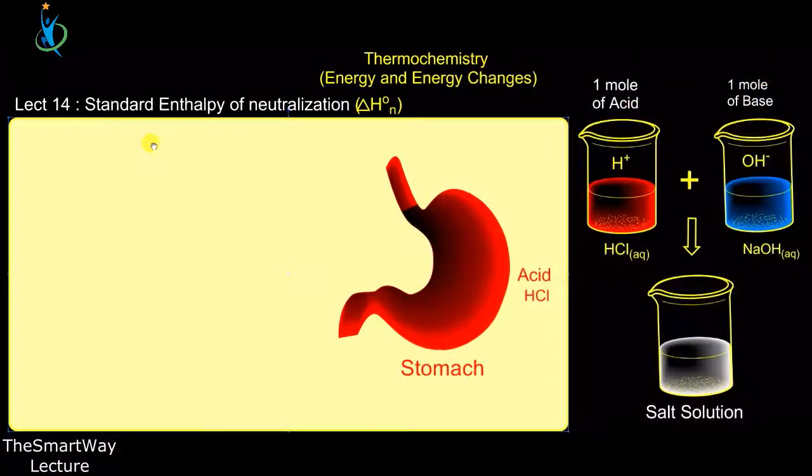In our last lecture we looked at the standard enthalpy of combustion. We said that the standard enthalpy of combustion is the amount of energy liberated to the surrounding when 1 mole of a substance is burned in excess oxygen under standard conditions. We're able to do some calculations and do some practical measurements. Now today we are going to look at the standard enthalpy of neutralization.